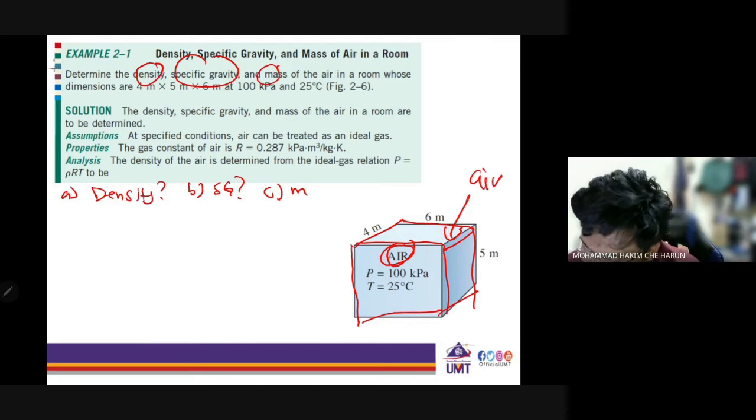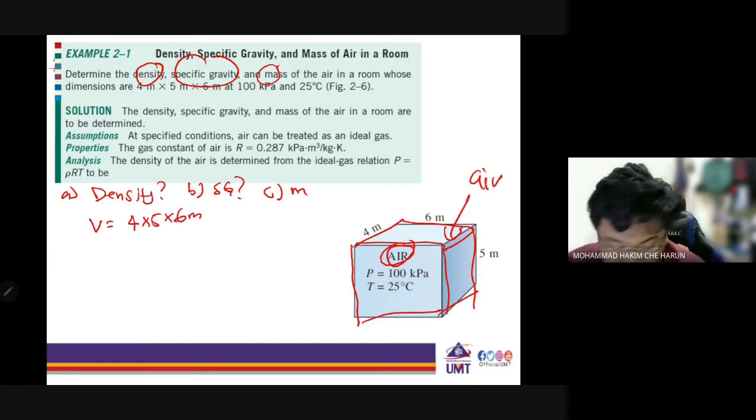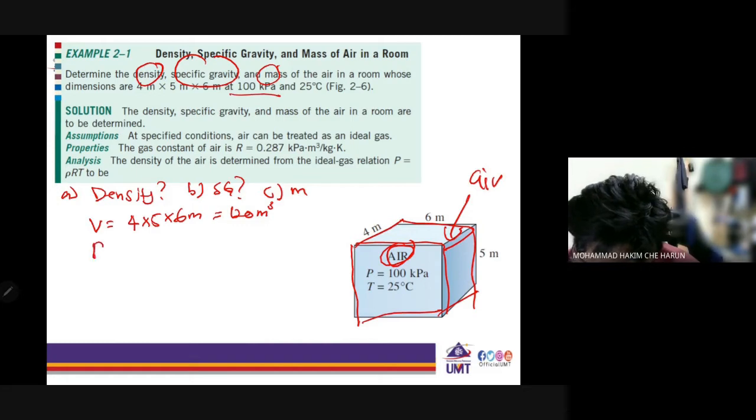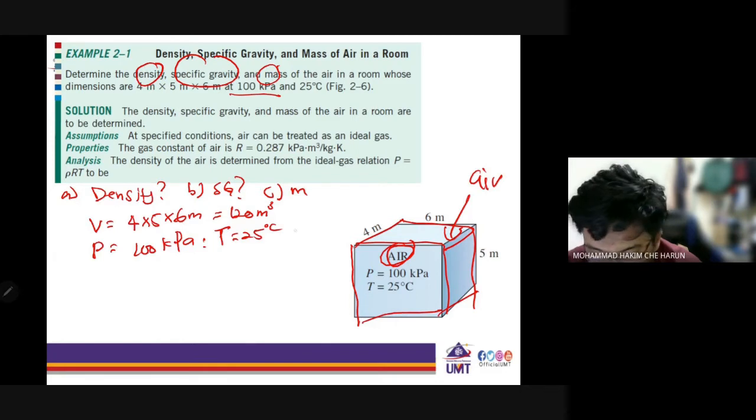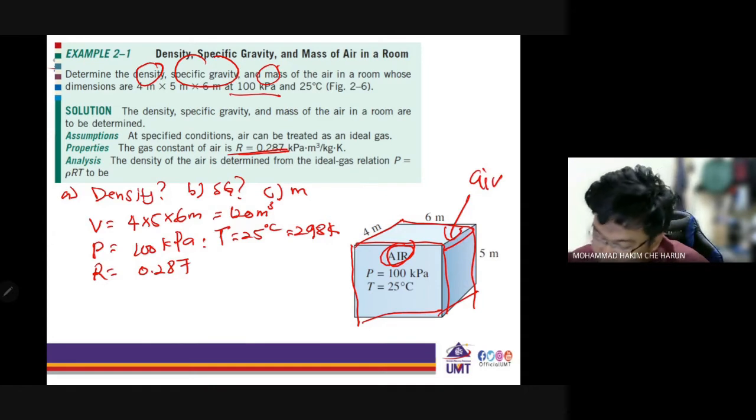Okay, so what is given to us? Volume is given: 4 times 5 times 6 meter, equal to, I think, 120 meter cube. What else is given? Pressure is given, equal to 100 kilopascal. Temperature is given, 25 degrees C, or 298 Kelvin. And what else is given? R for air, 0.287.